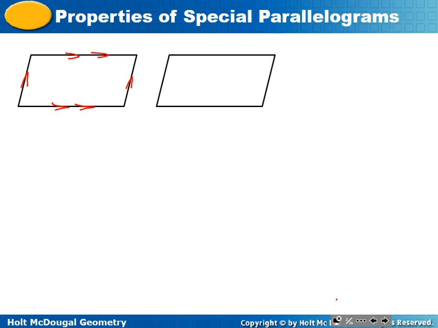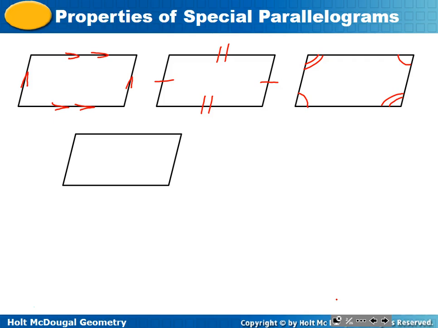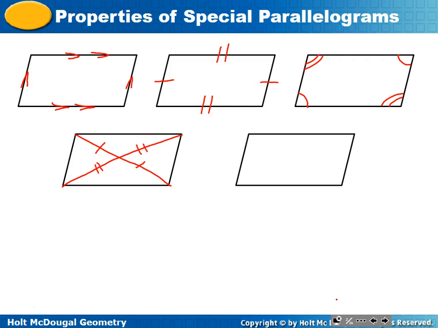Then we also have that both pairs of opposite sides are congruent. We have that both pairs of opposite angles are congruent. Then we have that diagonals bisect each other. And then we have that consecutive angles are supplementary.